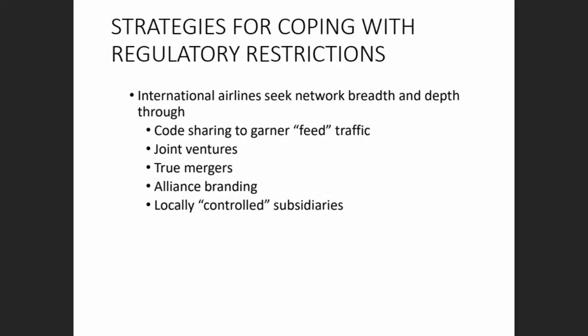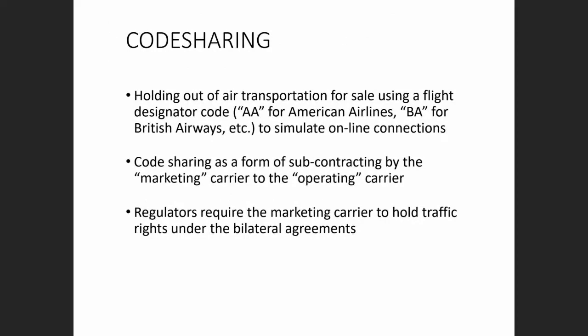Airlines seek network breadth and depth through code sharing to garner feed traffic, joint ventures, mergers, alliances, and locally controlled subsidiaries. Code sharing is holding out air transportation using a flight designator code, such as AA for American Airlines and BA for British Airways, to simulate online connections. Code sharing is a form of subcontracting by marketing carriers to operating carriers. Regulators require marketing carriers to hold traffic rights under bilateral agreements.